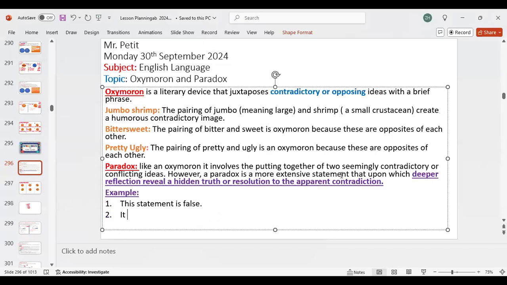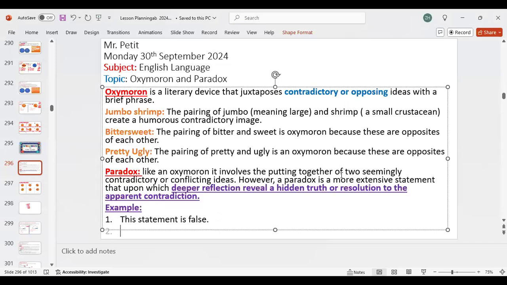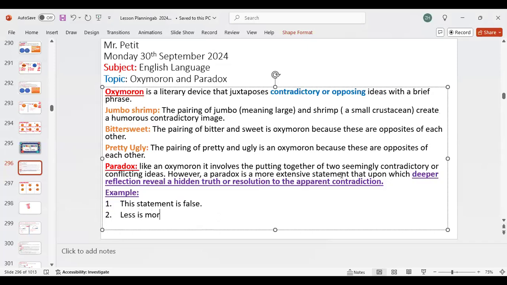Less is more. That's also a good one. I don't know if the statement is true or false if I haven't heard the statement. But that's the statement. The statement is false. The more you take, the less. The point is the statement's supposed to be the truth.